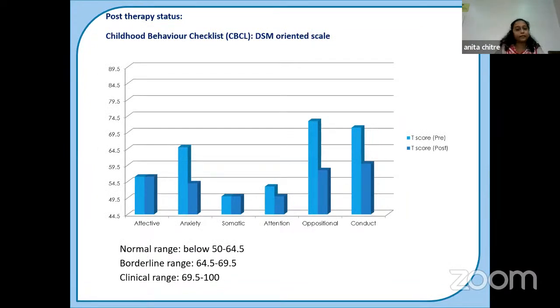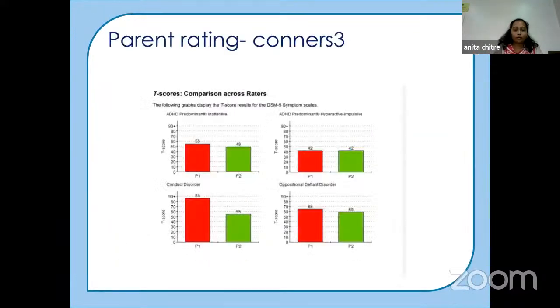This was the post-therapy status of this boy. If you can clearly see, the oppositional and conduct behaviors, which were way too high and in the clinical range, had gone down post-therapy. Even on the Conners scale, we see a considerable change in his conduct problems. Conduct issues were a lot there, and they have reduced after the therapy.